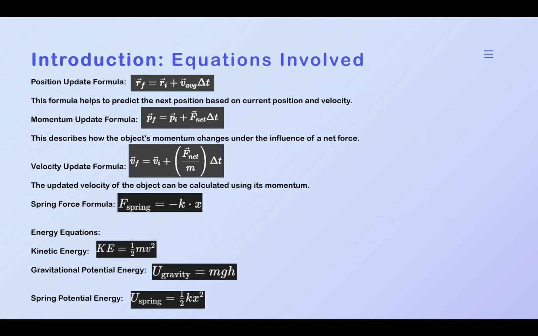In the lab, we rely on several key equations to describe and predict the motion of the spring mass system. In addition to the first 3 equations we have been using, the spring force equation describes the restoring force, and the energy equation is used to calculate the kinetic, gravitational, and spring potential energies at different points during motion.